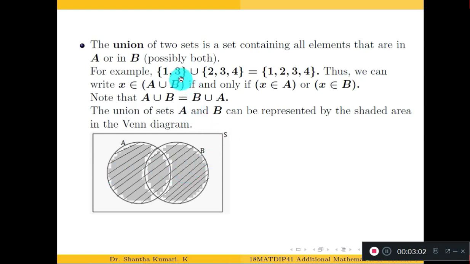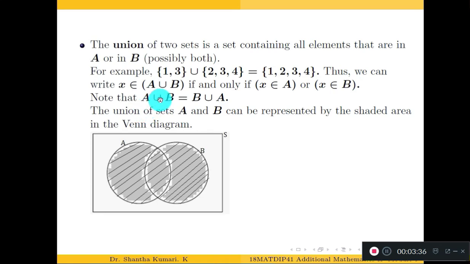To understand union, I have given one example here. If you have the set containing 1, 3 and the set containing 2, 3, 4, which are the elements belonging to the union? Elements that belong to A or to B or both. So it is the set containing 1, 2, 3, 4. Thus we can say that x belongs to A union B if and only if x belongs to A or x belongs to B.